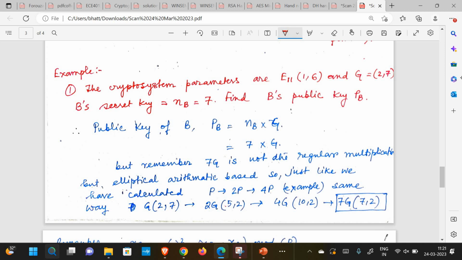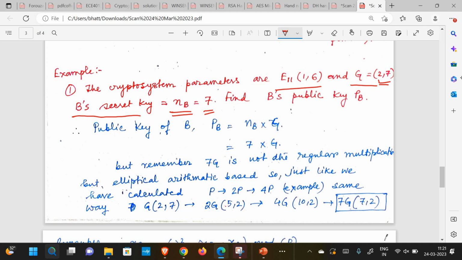So this is given by the two equations. If you remember the first step of the algorithm, E, Q, A, B and G should be known to us. So that is provided to us. And this is the point format I'm talking about. Also, B's secret key, that is nB, is given as 7. nB, the private key of B, is 7.